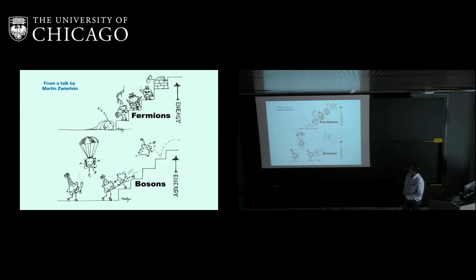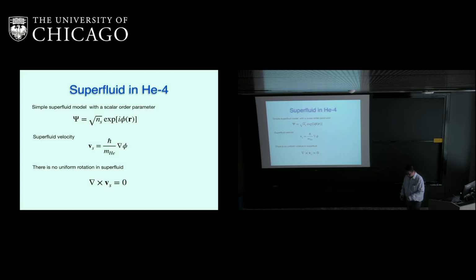So here is a picture I got from Martin. You're seeing that fermions don't want to stay together, but bosons at zero temperature go there and have a party. When the bosons condense, we have the superfluid, and the simplest picture of a superfluid is described by a scalar order parameter, where the boson takes an expectation value with a phase, and all of the physics of the superfluid appears in the phase. And here we have the superfluid velocity. It's only the gradient of the phase.